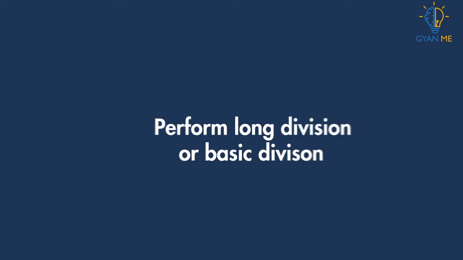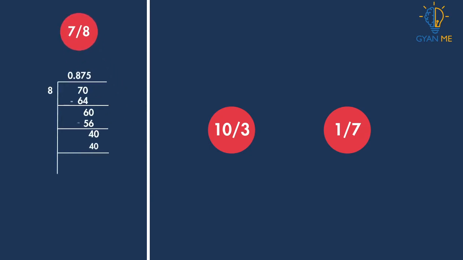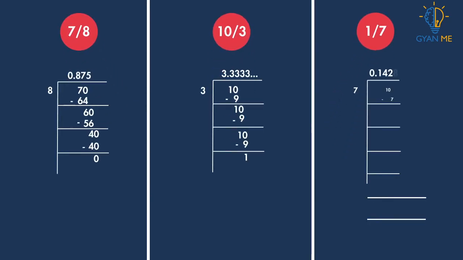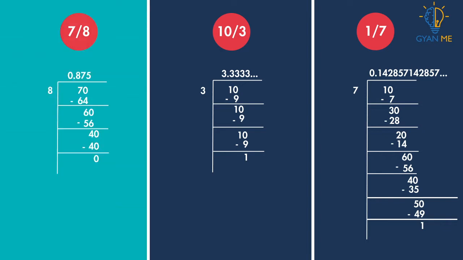For that, let's perform basic division of different numbers. Say 7 divided by 8, 10 divided by 3, and 1 divided by 7. The basic division of these numbers by long division method is on your screen. As you can observe, in case 1, that is when we divide 7 by 8, the remainder becomes 0. In such cases, quotient will terminate. That means it will end up with fixed digits after the decimal point.